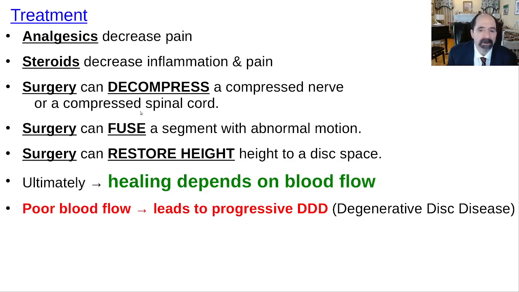Okay, but the point I'm making, the big lesson to learn from this: just like everything else in your body depends on blood flow, your spine depends on blood flow. If you want to have a nice, happy life with a strong back, a strong backbone, maintain good blood supply. Poor blood flow leads to progressive degenerative disc disease. It's often abbreviated DDD.